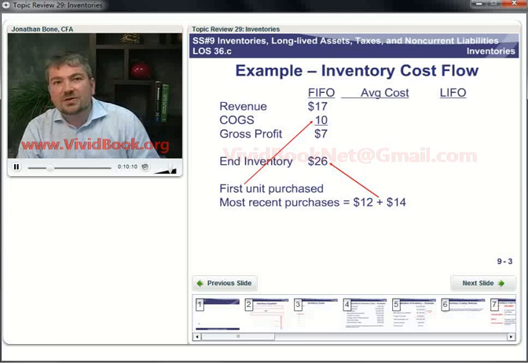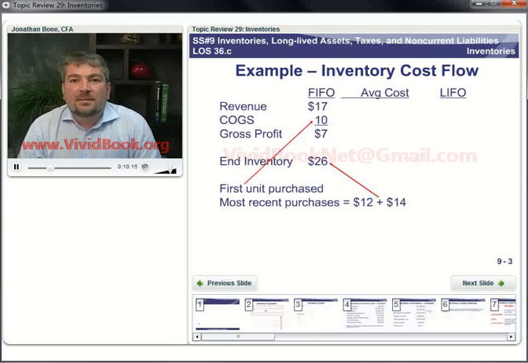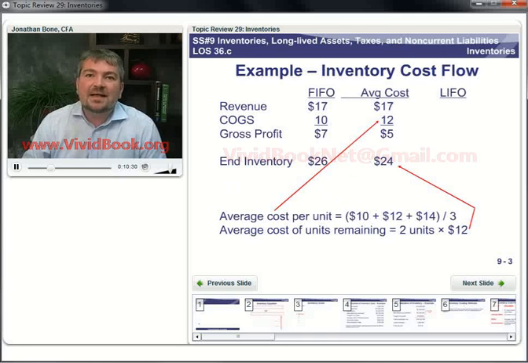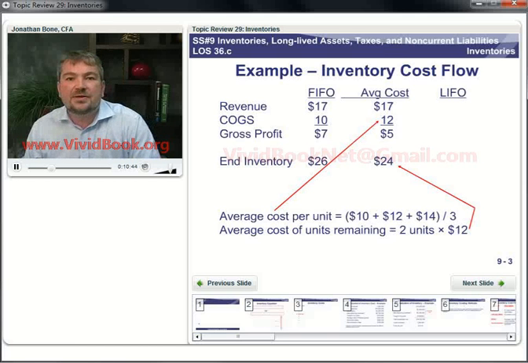Let's have a look at average cost. Again, the revenue is going to be the same under all three methods, so $17. Now this time we need to work out the average cost per unit. In order to do that, we take the beginning inventory plus our purchases. So $10 plus $12 plus $14, so that's going to give us $36. And we then divide that by 3, the number of units essentially that it represents, to get an average cost per unit of $12.